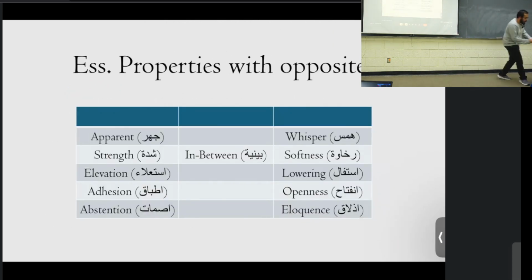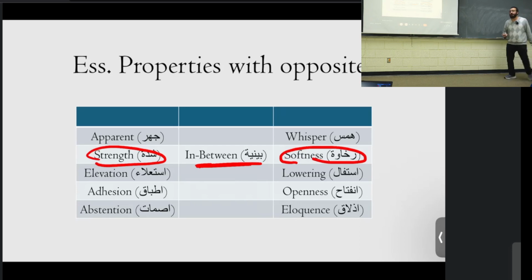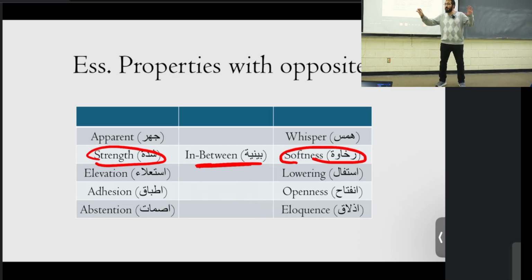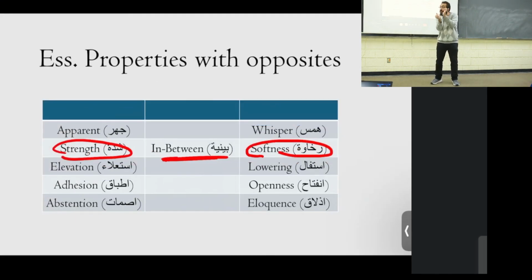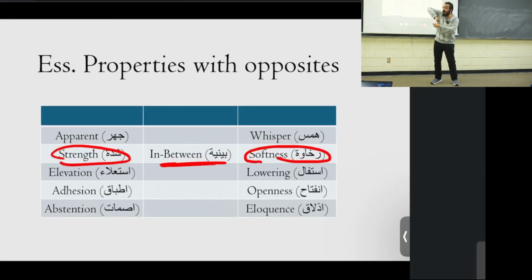Let's look here. We have shidda, rakhawa, and in the middle. So, does sound flow? If yes, rakhawa. If no, shidda. Shidda, the makhraj gets closed completely. The tongue closes the makhraj completely. The sound does not flow at all. Rakhawa, there is a flow of sound because the makhraj does not get completely closed. In bayniyah, there's a partial flow of sound. Does that make sense?